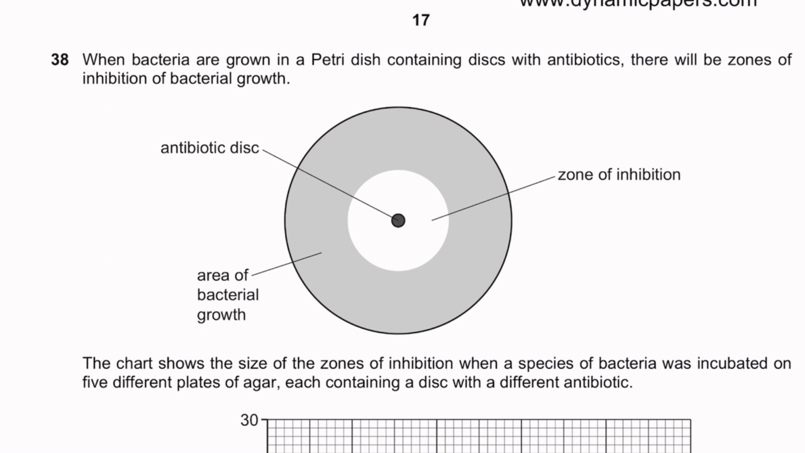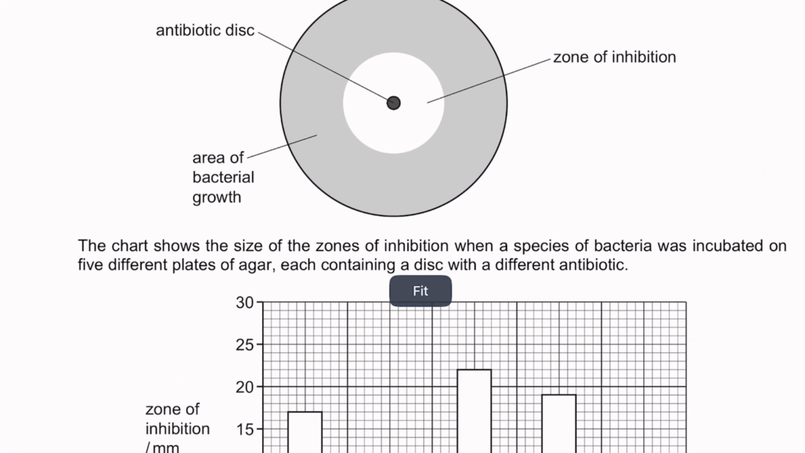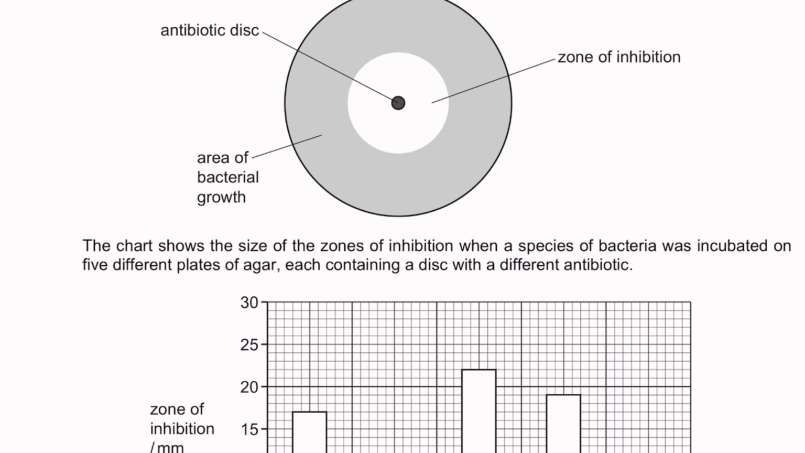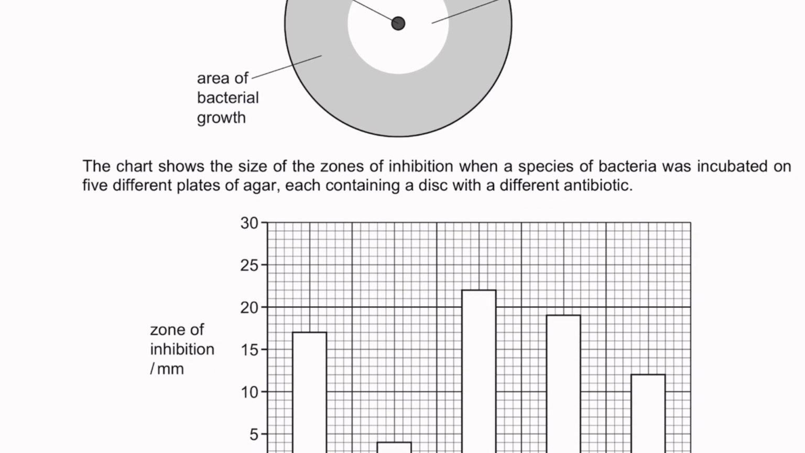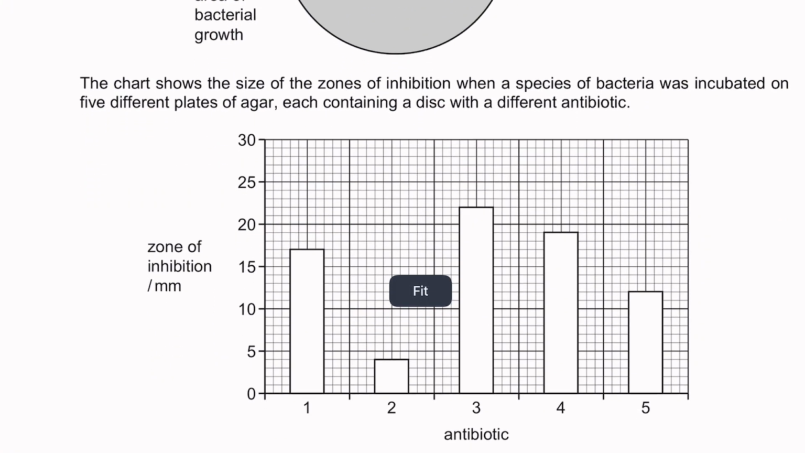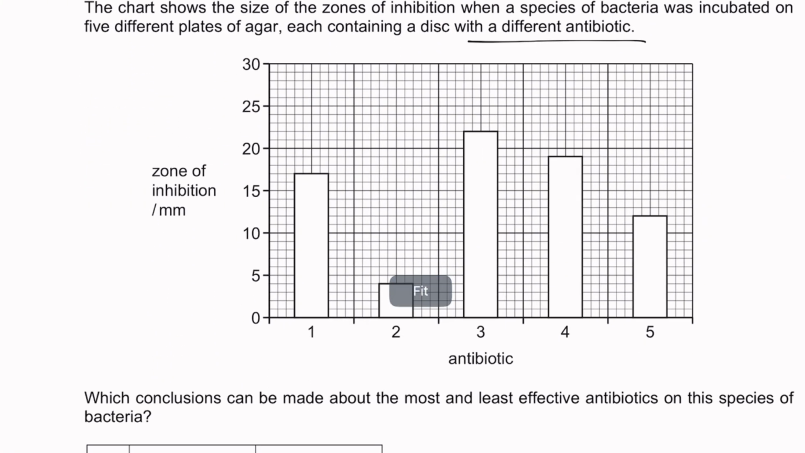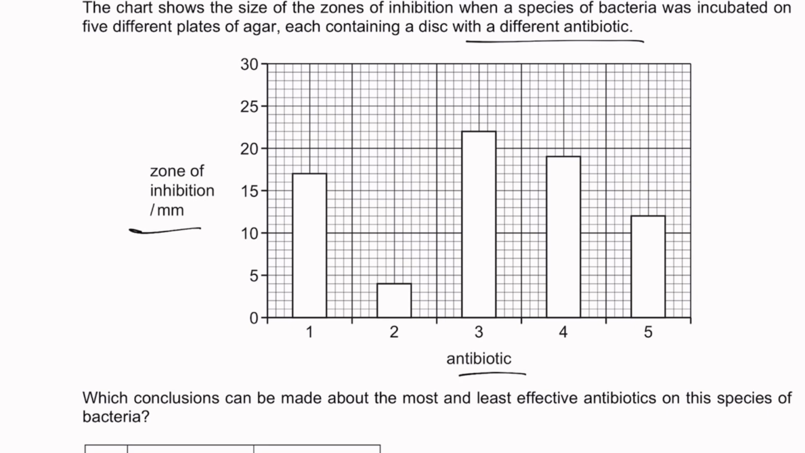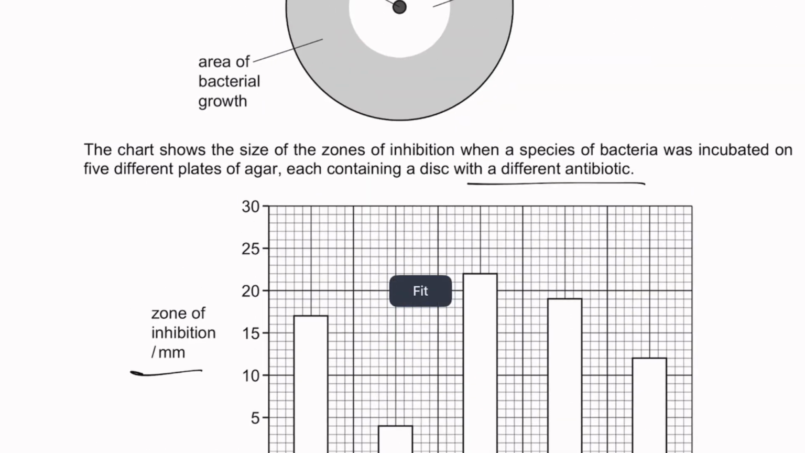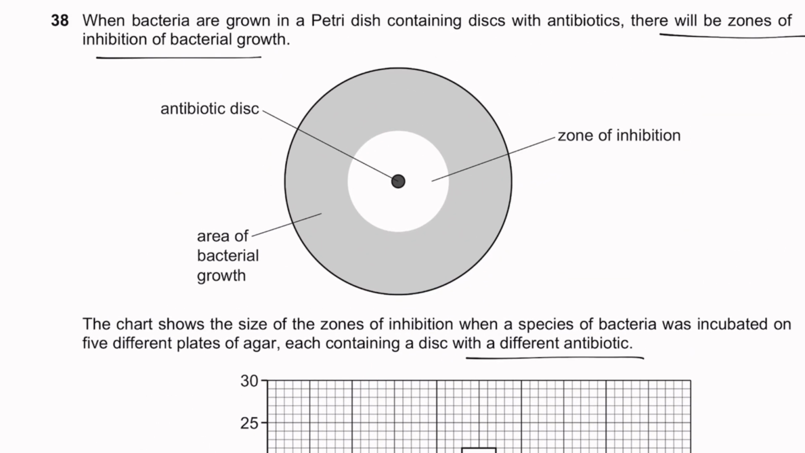This moves me on to 38. When bacteria are grown in a petri dish containing a disc with antibiotic, there will be zones of inhibition of bacterial growth. So you have the antibiotic disc, the zone of inhibition, and the area of bacterial growth, and the chart shows the sizes of the zones of inhibition when a species of bacteria was incubated on 5 different plates of agar, each containing a disc with different antibiotics. Now, the antibiotic stops the bacteria from growing, and this is the zone of inhibition.